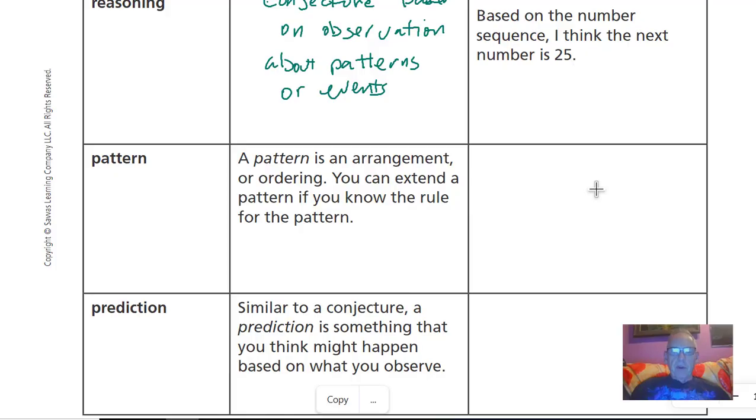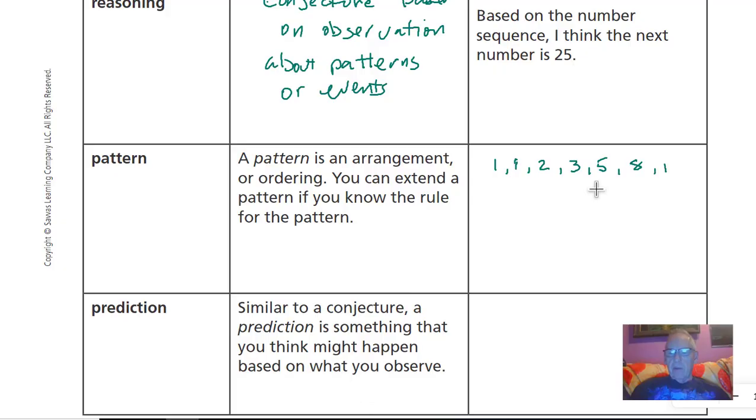A pattern is an arrangement or ordering. You can extend a pattern if you know the rule for the pattern. Let's look at the Fibonacci sequence, which is kind of an abnormal pattern. You start out with 1 again, you add the first 2 together, you get 2. Now you add 2 plus the 1 before it, you get 3. 3 plus 2 before it, you get 5. 5 plus 3 before it, you get 8.